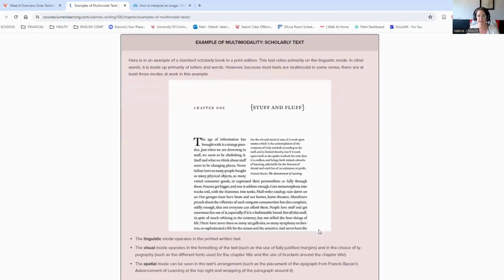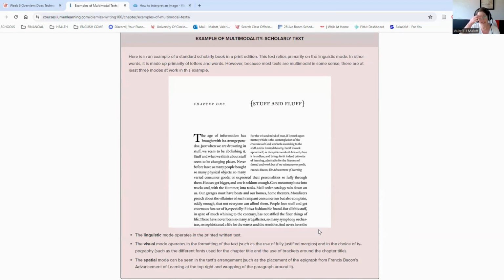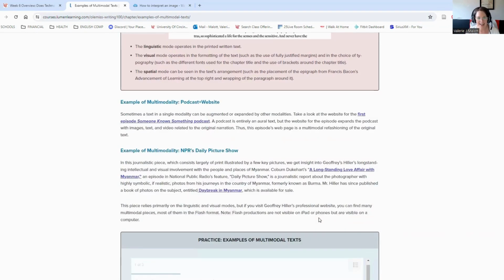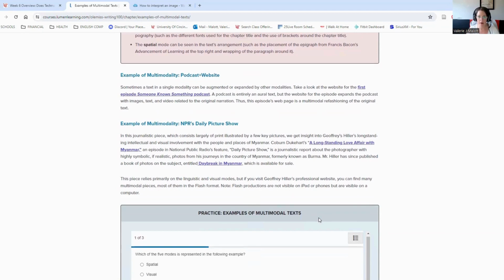You see here a standard scholarly book that's in print. This is primarily linguistic, but it's also visual, right? Because we have to use our eyes to see it. And spatial mode has to do with how all of the words, things like font, color, spacing, how the words are arranged on the page, all of those things come into play, right? And they're usually done for a particular reason. So these are things to keep in mind.